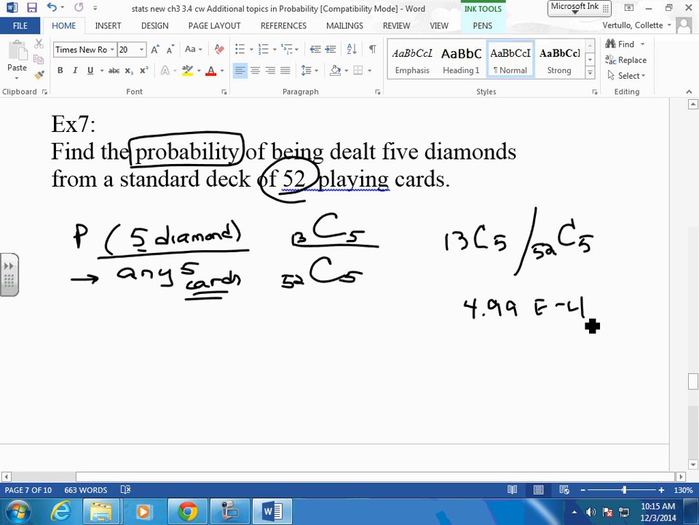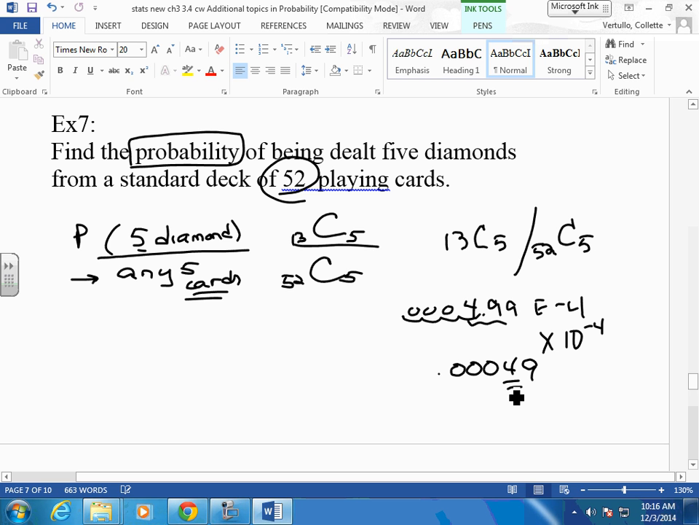Now remember, this is scientific notation. Exponent is negative 4. This is a scientific notation number. So that says move your decimal place 4 positions to the left. You can't get a probability greater than 1. So it's got to be very small, doesn't it? For this to happen, otherwise you'd be getting flushes all the time. So you're going to move your decimal place 4 positions. 1, 2, 3, 4. That means you're going to fill it with 3 zeros.